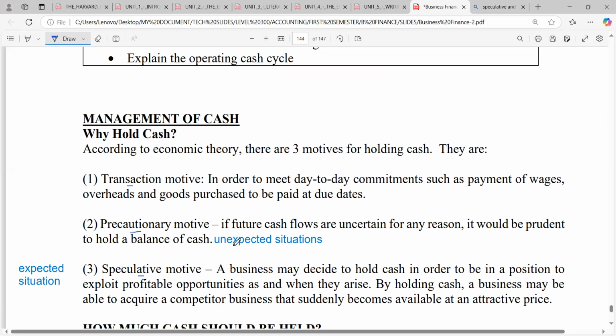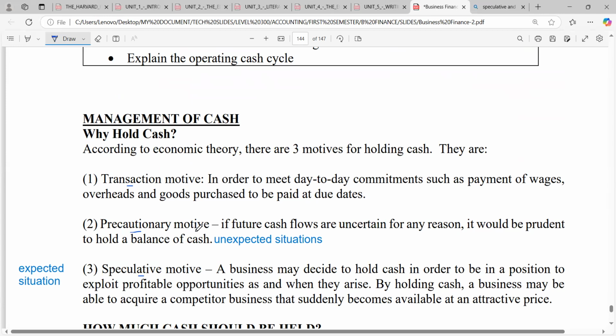And therefore you are keeping the cash. And then you do it for a speculative motive, that is, for an expected situation. So they can ask you, what are the three motives for holding cash? They are transaction, precautionary, speculative, and then they add the next one. And then you know which of the following is not a motive for holding cash.